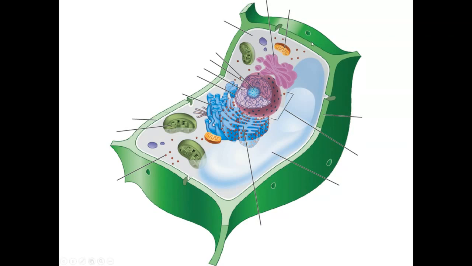What's this? What's this green right here? That's the cell wall. The cell membrane is this little dark green thing right here, right? So that's a cell wall. Good job. Okay, so we're going to be looking at cells all semester.